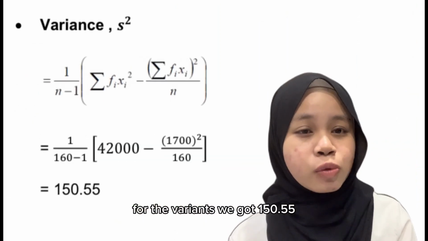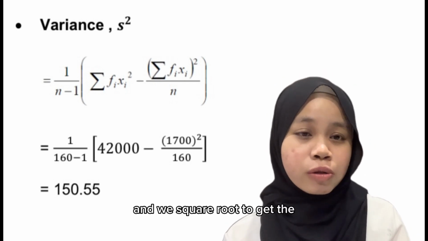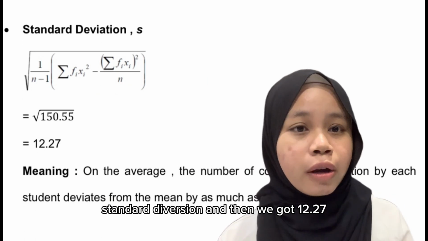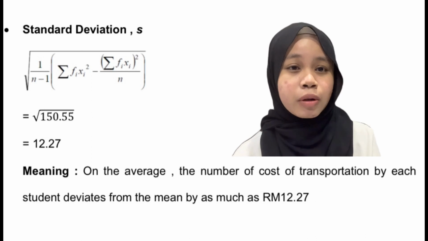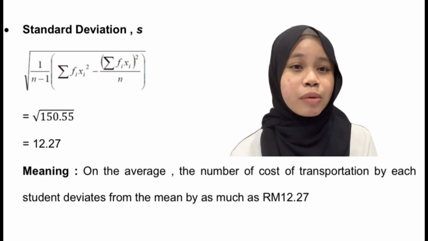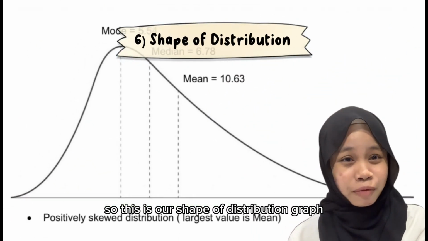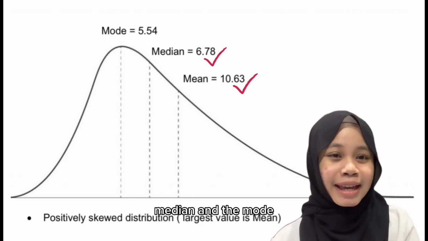Next, measure of dispersion. For the variance, we got 150.55, and we square root to get the standard deviation, and then we got 12.27. On the average, the cost of transportation by students deviates from the mean by as much as 12 ringgit 27 cents. So this is our shape of distribution graph. We just insert the mean, median, and the mode.